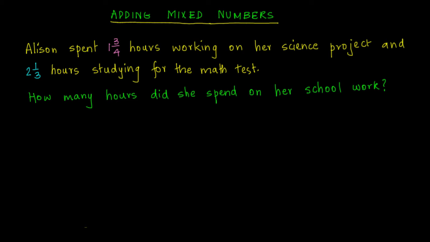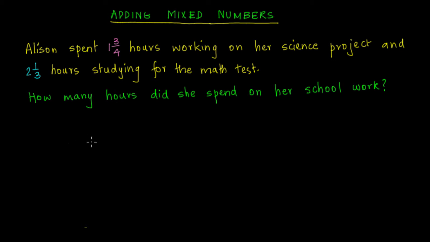In this video, we'll look at how to add mixed numbers. So let's start with the problem. Allison spent 1 3/4 hours working on her science project and 2 1/3 hours studying for the math test. The question is, how many hours did she spend on her schoolwork?